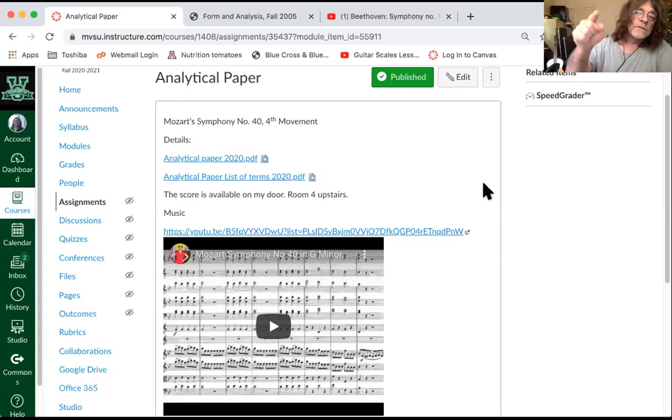Anyways, those scores are on my door right now. I put them there 2 days ago. There's enough scores that you can take 2. Do not take 4, 6, 8, giving them to other people that then come and take more, and then we're going to run out. Take 2 for yourself. One that you can write all over and one that you can turn in. All right. So everybody have a good day.